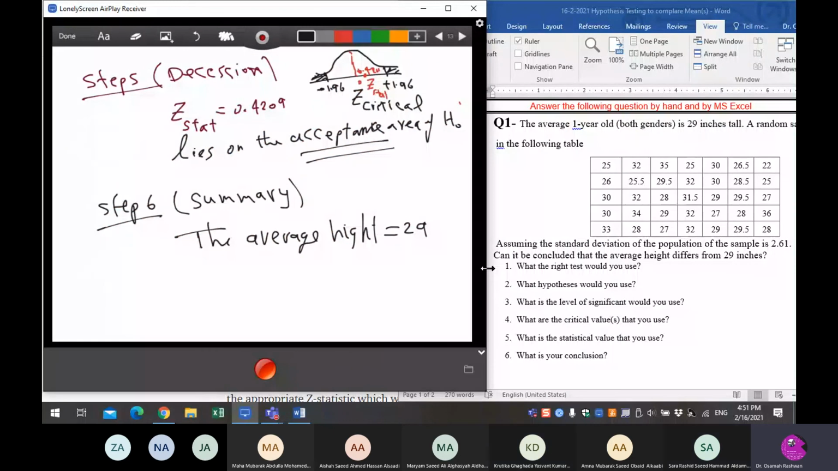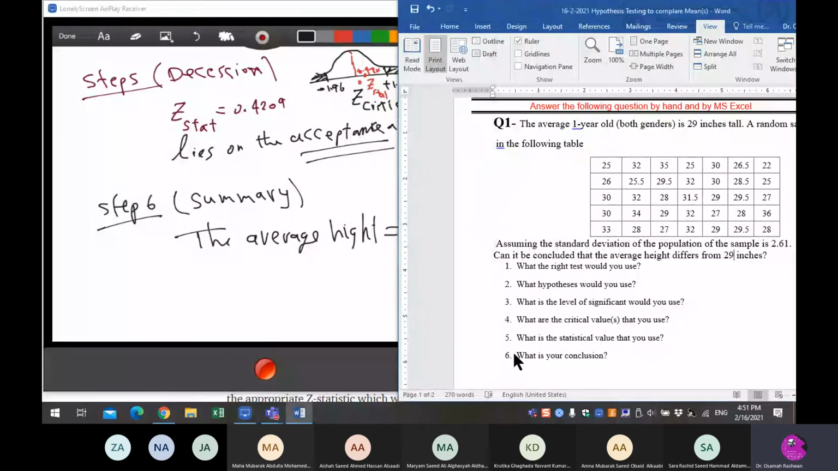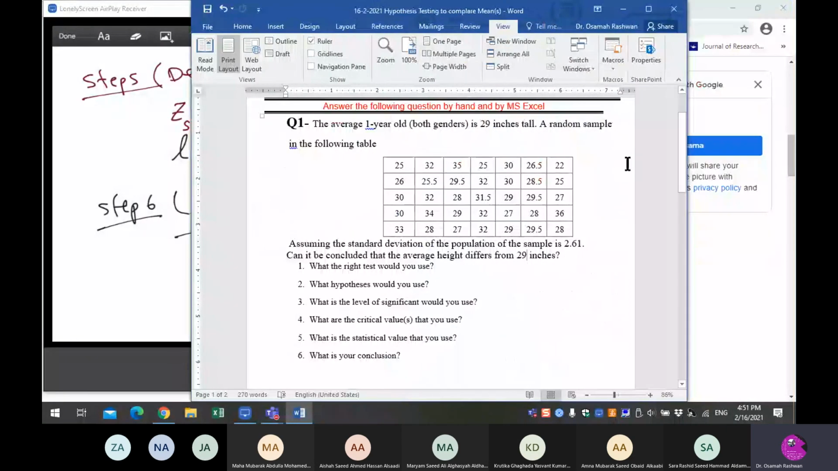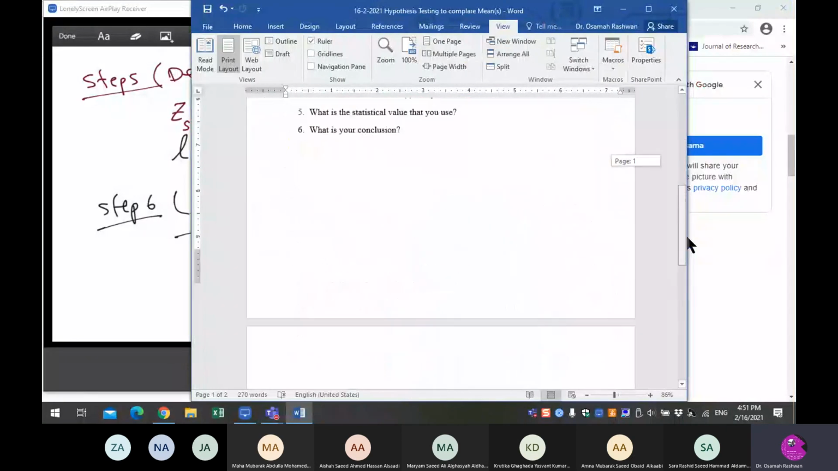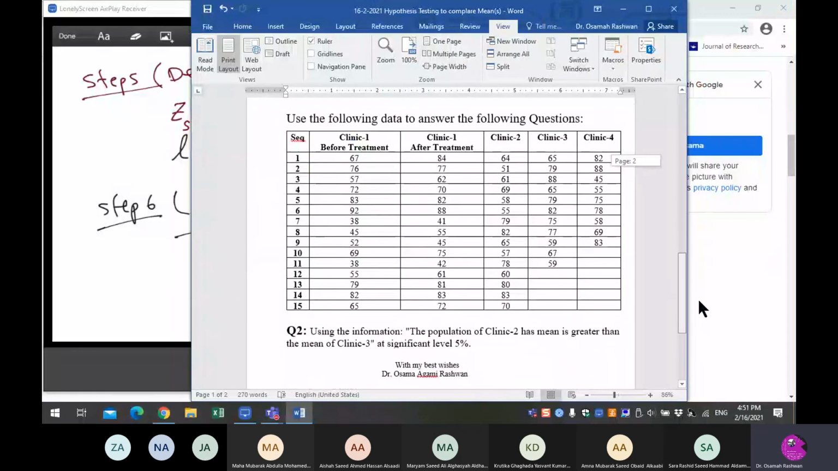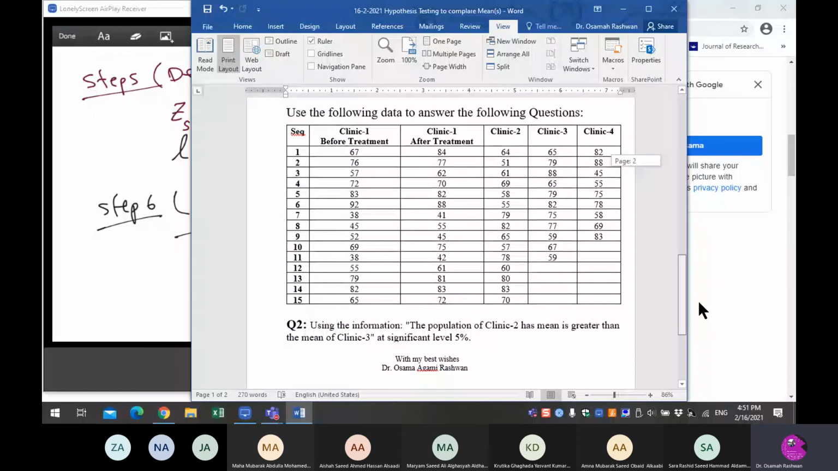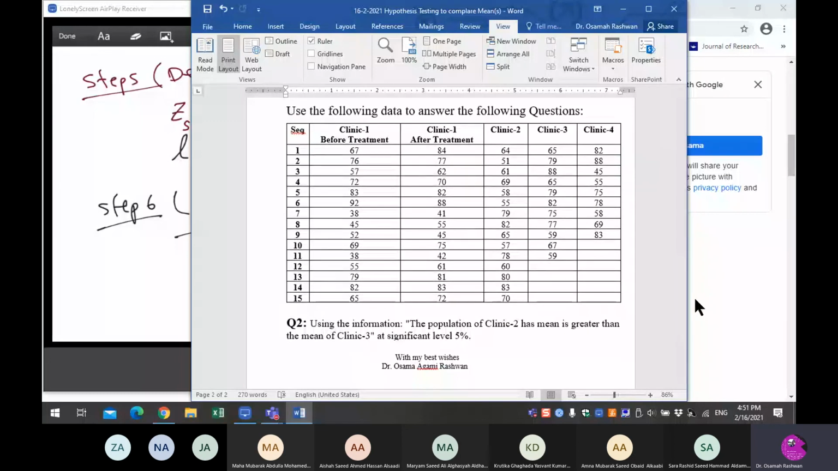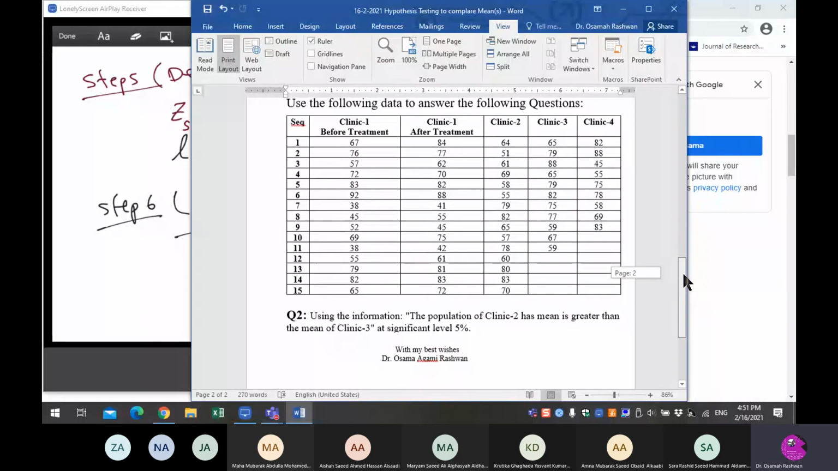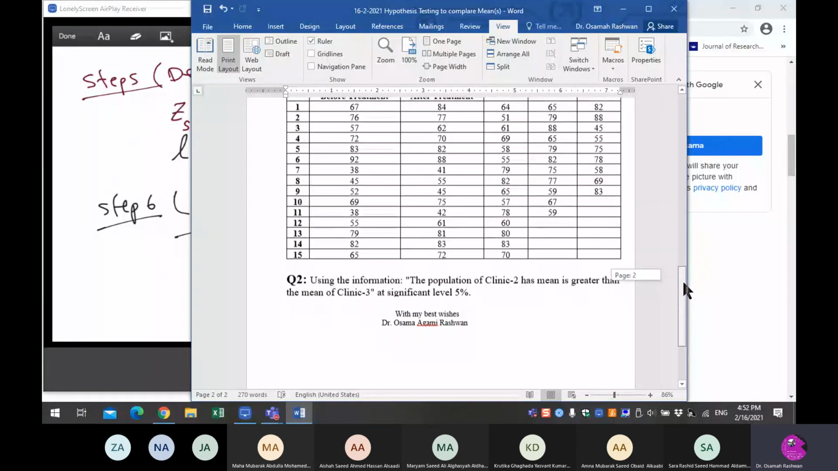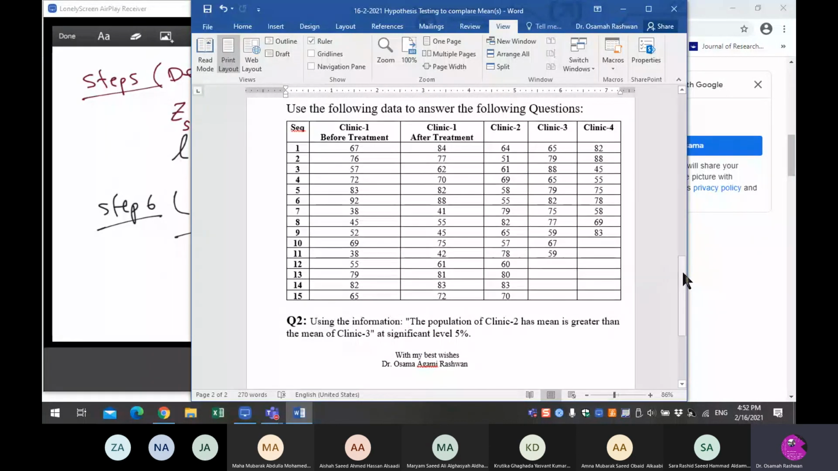Yes, doctor. Okay, let's go for the next question. So I solved the 6 steps here, right? Now I'll go for the next question. If you are given any data for different clinics in any hospital, and he's asking you this question. Question number 2.